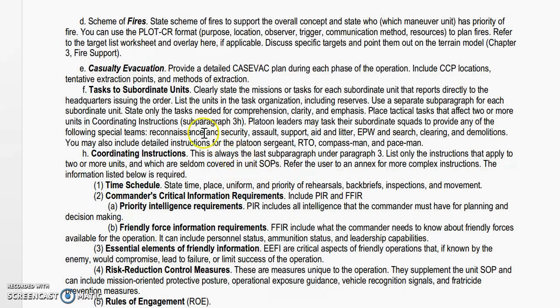Scheme of fires. For right now, we will not get too heavy into this. So if you don't brief it, that's going to be okay for this week.